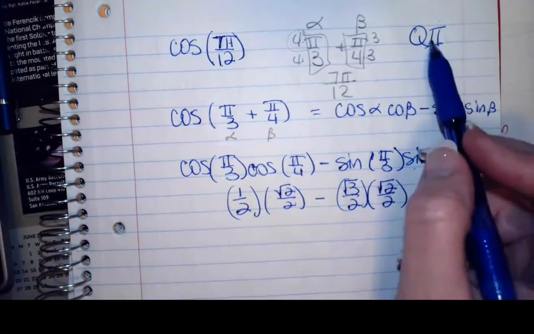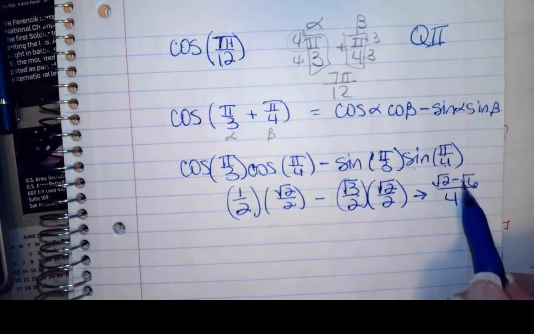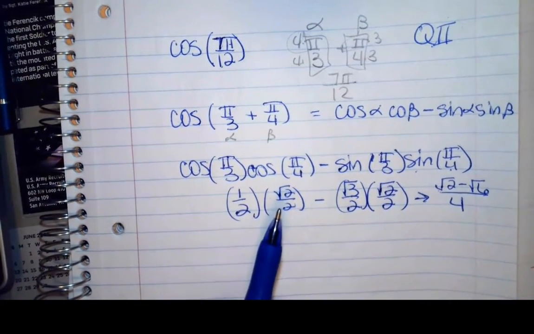Okay, so we knew it was in quadrant 2. This is a smaller number minus a bigger number, so it's going to give us a negative ratio.